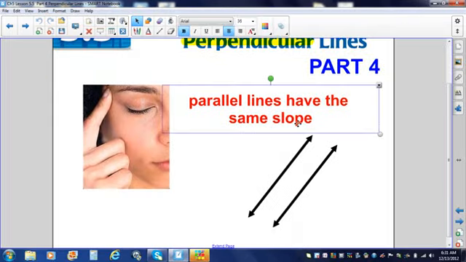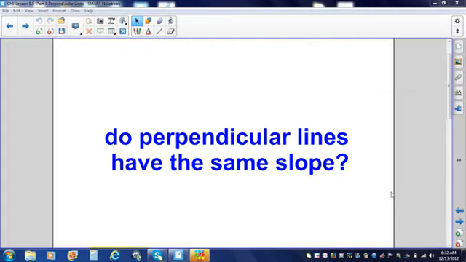Remember that in our previous podcasts, we said if the lines are parallel, they have the same slope. Parallel lines always have the same slope. So one of the questions we're going to take a look at today, do perpendicular lines have the same slope?